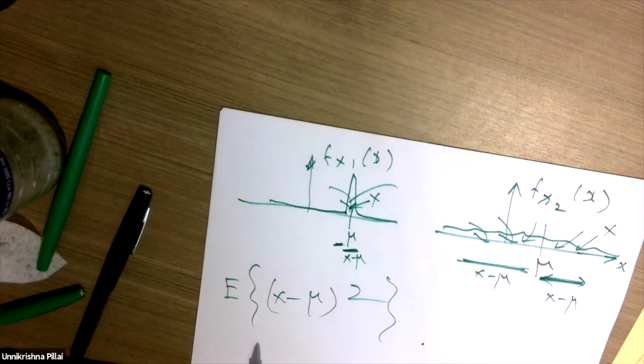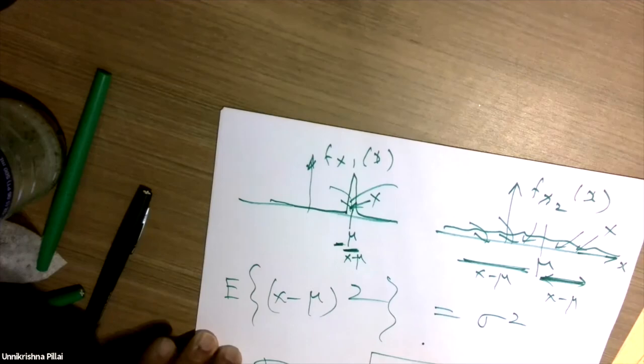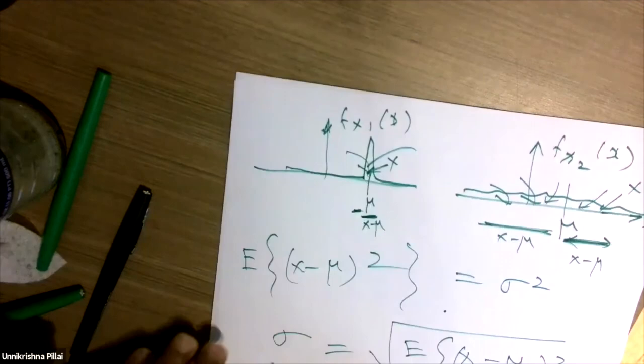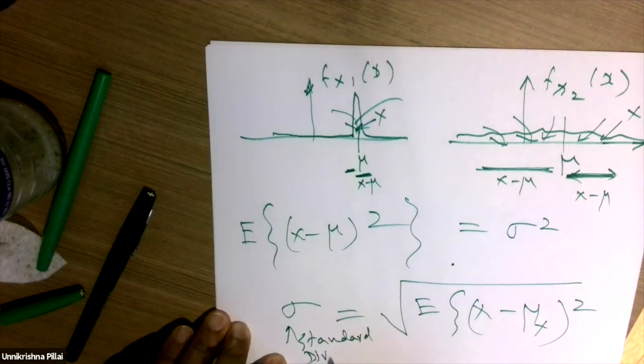Statisticians call this sigma squared. So sigma is the square root of the expected value of x minus mu x, the whole square. Statisticians call this the standard deviation. Can you move the paper up a bit? We cannot see it. Yeah, when I go the paper down, you tell me. So this is called the standard deviation. This is called the variance.